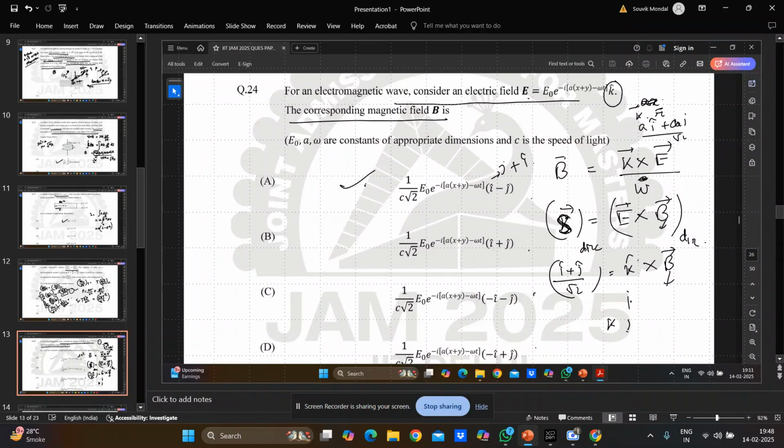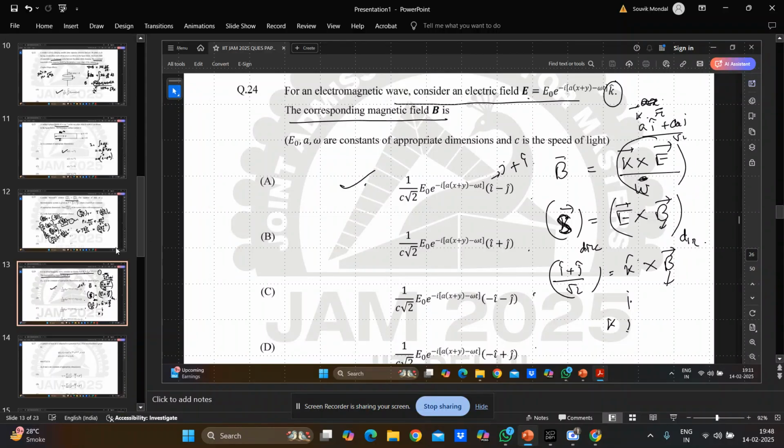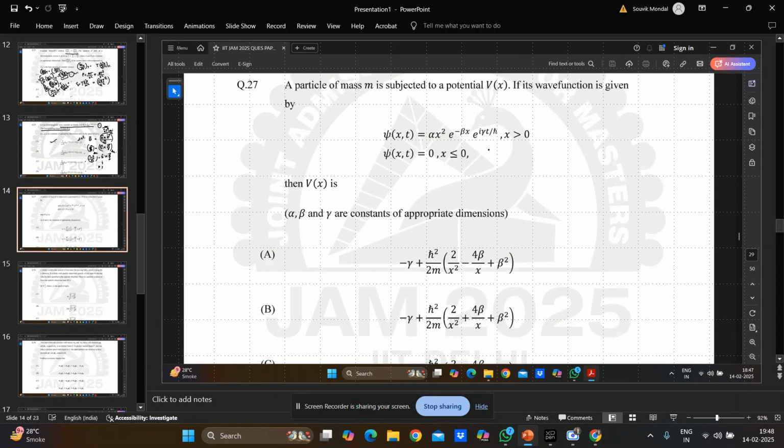So option A is matching. You don't even need to do all this strong stuff of doing step by step. Just match the options, whether the direction is matched. Okay, next one. So again, this is a straightforward problem.